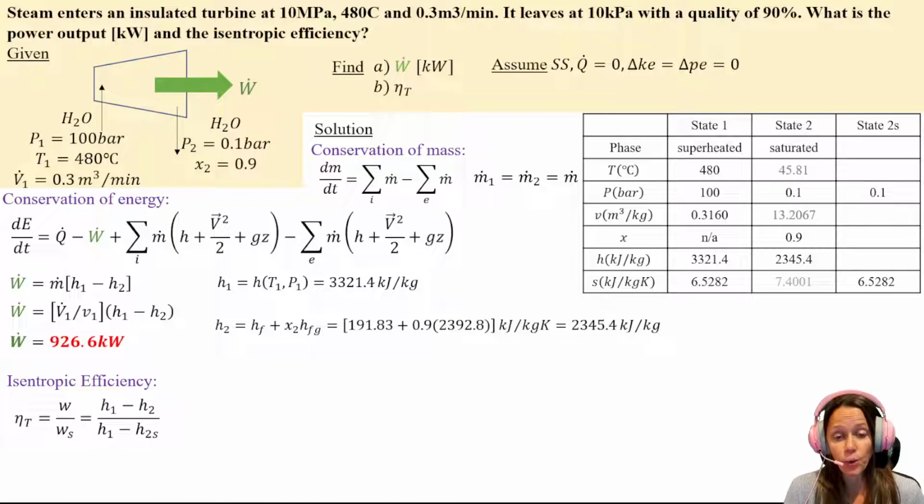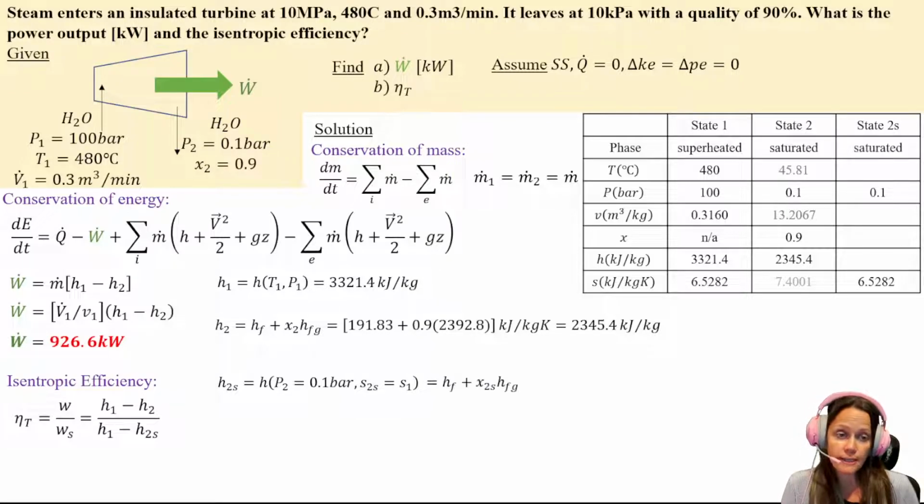So I've got my equation for little w, that's just H1 minus H2, and then Ws is H1 minus H2S. So I've got H1, H2, I just need H2S. And so now I'm on that last column of my table on the upper right-hand corner. So the two properties that I'm going to use to fix my state are the pressure and the entropy.